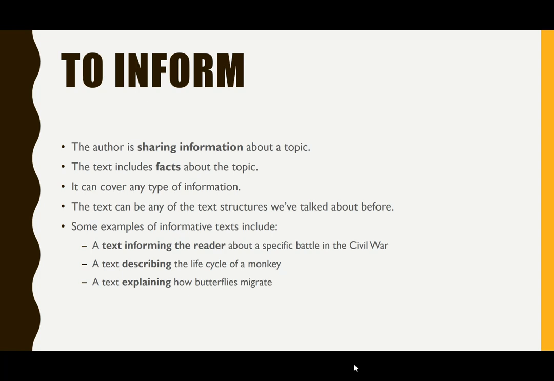To inform, the author is sharing information about a topic. The text includes facts about that topic. It can cover any type of information. The text can be of any text structure that we've talked about before. Some examples of informative text include a text informing the reader about a specific battle in the Civil War, a text describing the life cycle of a monkey, or a text explaining how butterflies migrate.